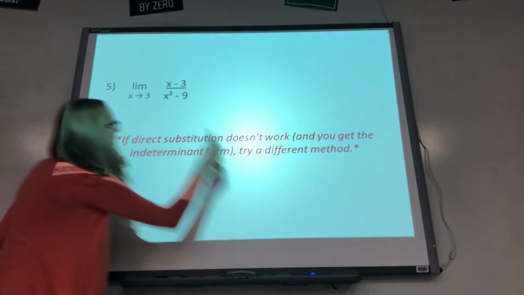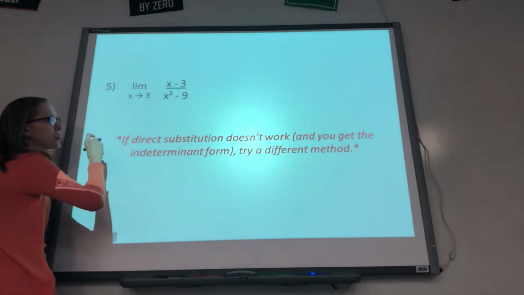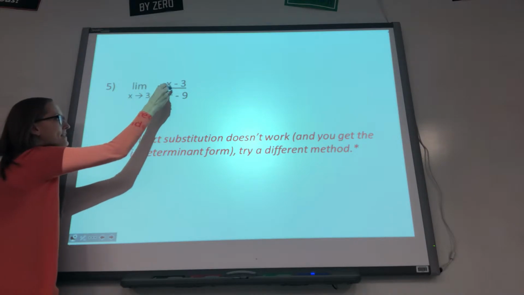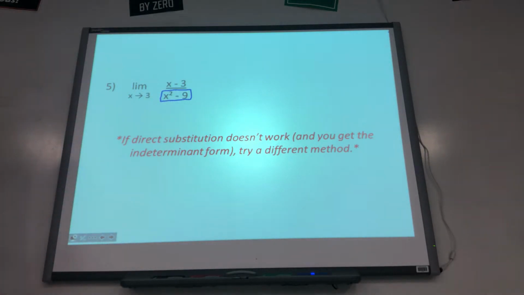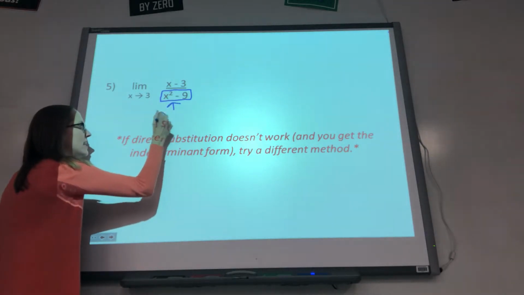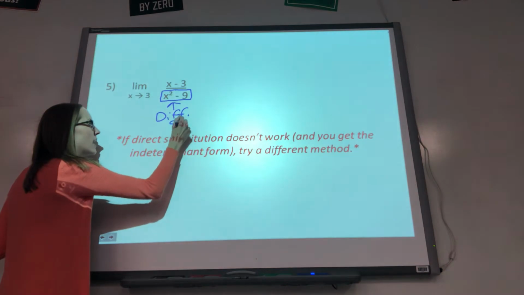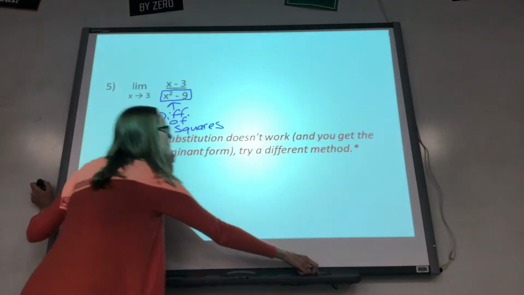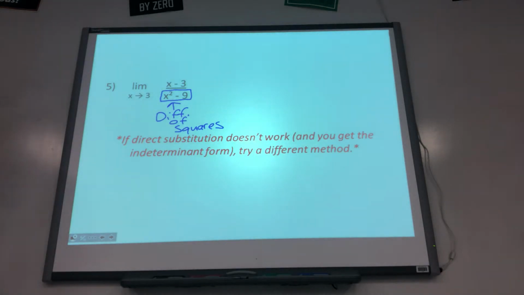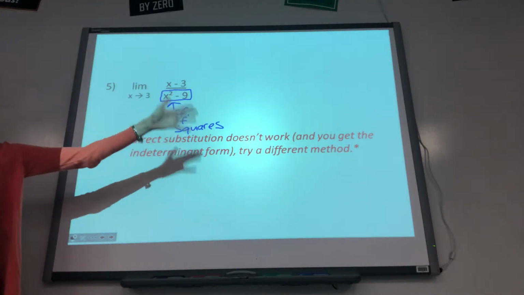If you look at this function right here, x minus 3 can't be factored, but x squared minus 9 could be factored. That is a difference of squares. One of our special types of factoring, difference of squares. So I'm going to keep going.